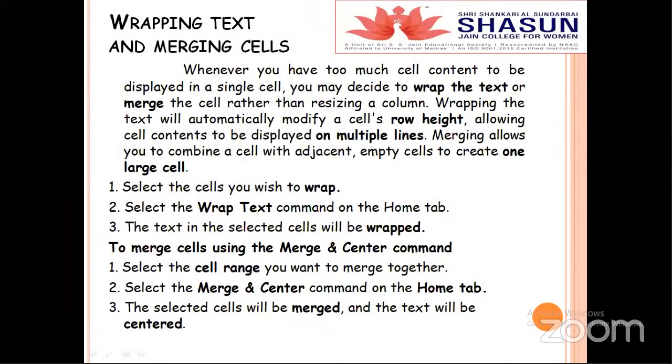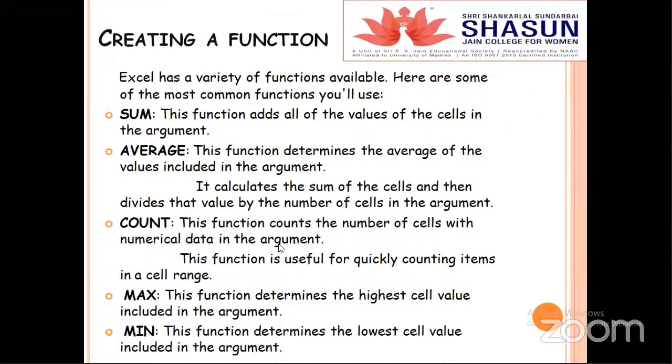Next, how to use the functions. I have mentioned some functions here: sum, average, count, maximum, and minimum. Sum is nothing but the function used to add the values in the cells which we have given. If you have two values, just select those two values and you can add them. This process is called sum functioning.